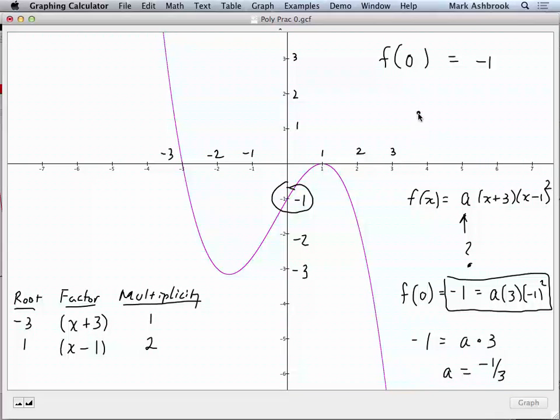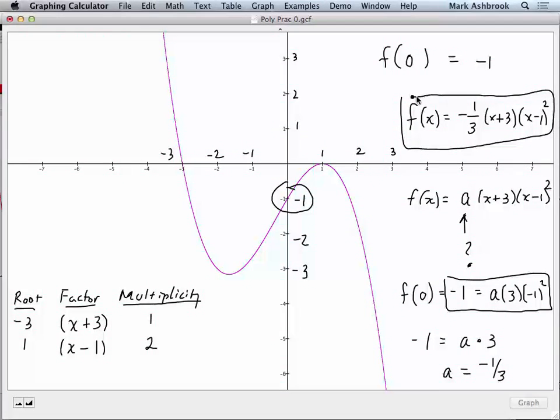So now we know exactly what f of x is. F of x equals -1/3, x plus 3, x minus 1 squared. The same thing if I have -x minus 3, and then 1/3 positive. Yeah, that works.